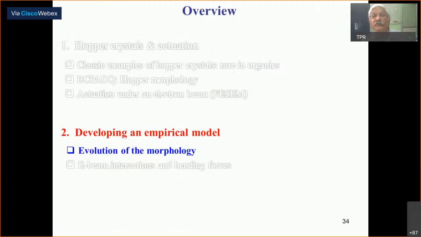And so now we had a whole lot of material to try to figure out what is going on. First, of course, we have to understand the morphology. And then we have to figure out at least a sort of an empirical model of how this bending happens. It could be a thermal effect. It could be an electrical effect. It could be a piezoelectric effect. So we considered very many possibilities. But before that, let us look at the morphology and what we understand as of now.